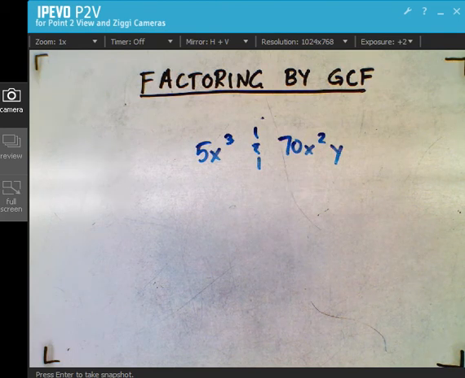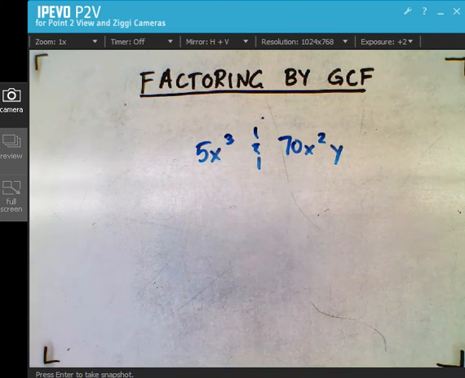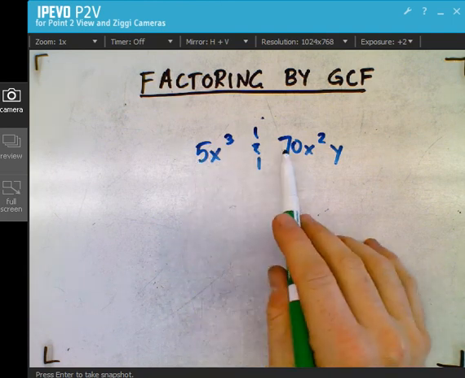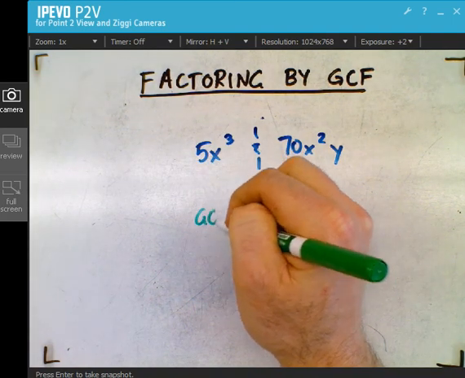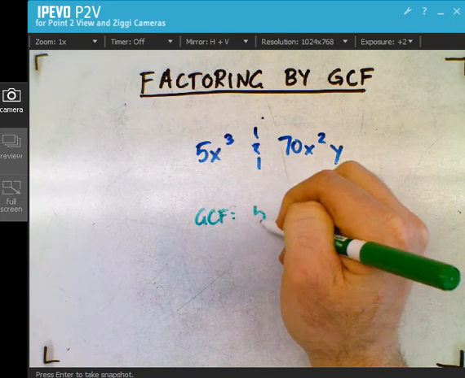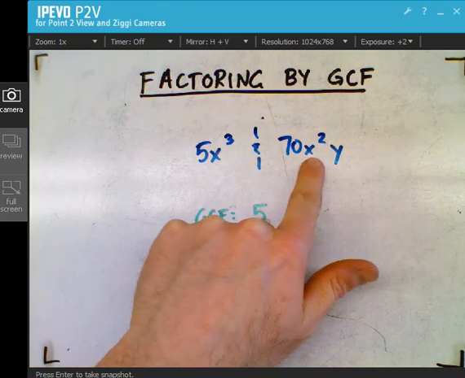So we would start with the numbers. We want to find the greatest common factor between 5 and 70. You can list out all the factors if you need to, but I'm going to shortcut, and I'm going to tell you that the greatest common factor between 5 and 70 is 5. So far, my greatest common factor is 5. Now let's look at the variables. I have x to the third, and I have x squared.